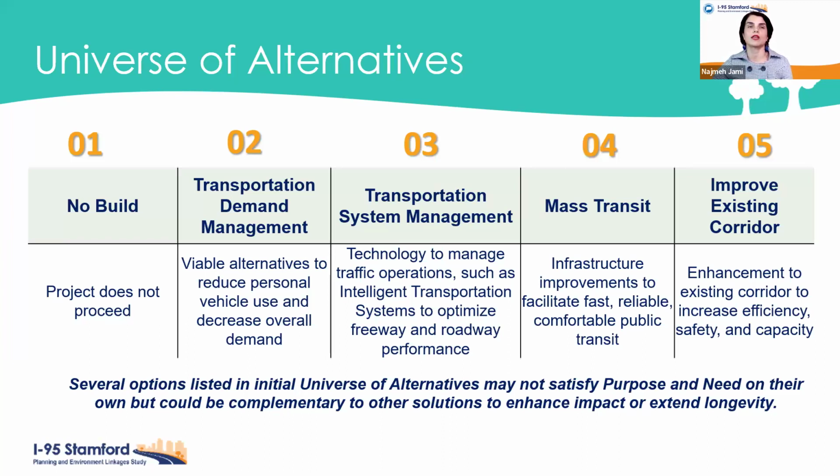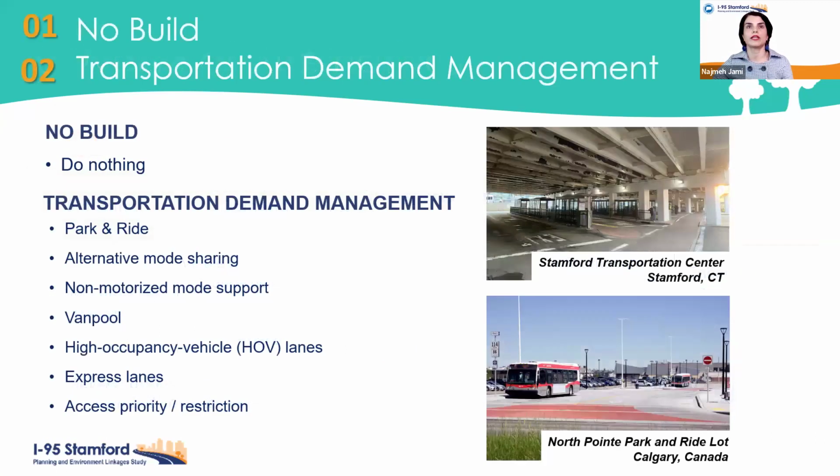So in the next few slides, we're just going to look at each category and see how some examples of each of these could look like. The first category is simple. No build. The project does not advance, and then we continue with the ongoing maintenance.